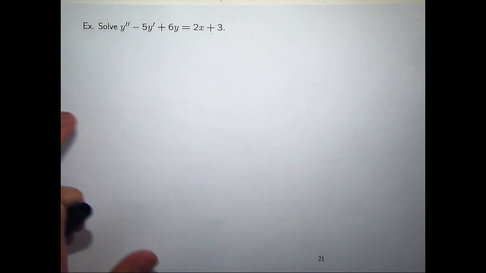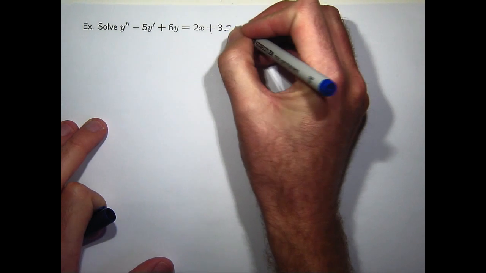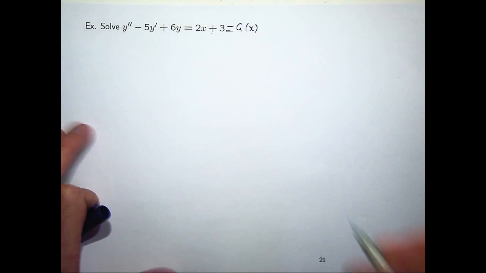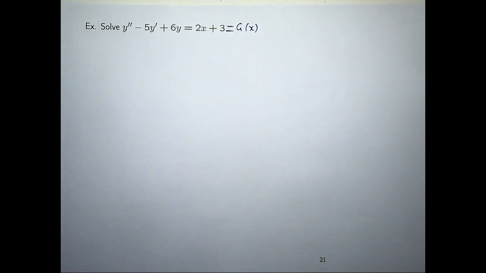In this particular example, the right-hand side is your given function, g of x, 2x plus 3. What we would like to do is solve that more complicated problem for the unknown function y. Okay, so it's a two-step process, I guess, maybe a three-step if you really want to add some things.